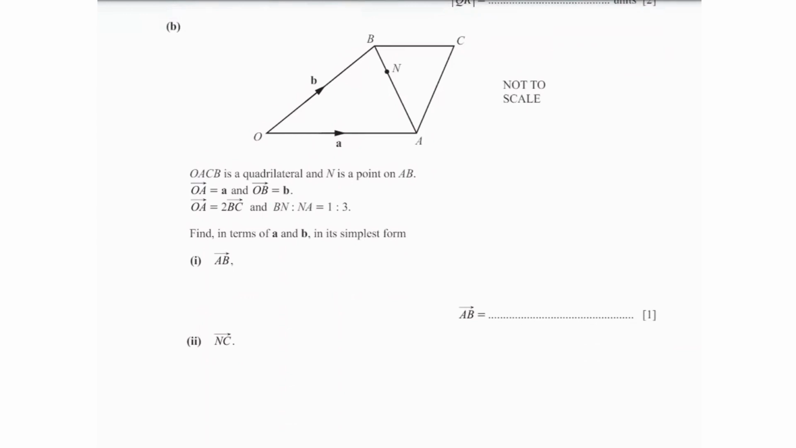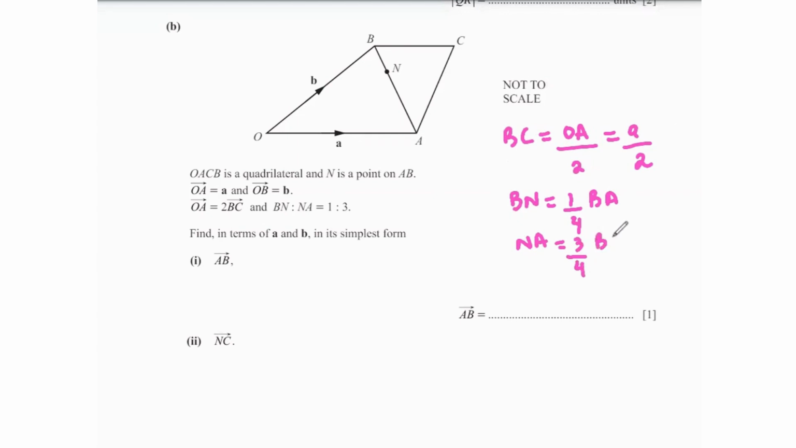OACB is a quadrilateral and N is a point on AB. OA is given as A, OB is given as B. OA is equal to twice of BC, which means BC is going to be half of OA, which is basically A over 2. BN is to NA equals 1 is to 3, which means BN would be 1/4 of BA, and NA would be 3/4 of BA. So let's establish these things first.